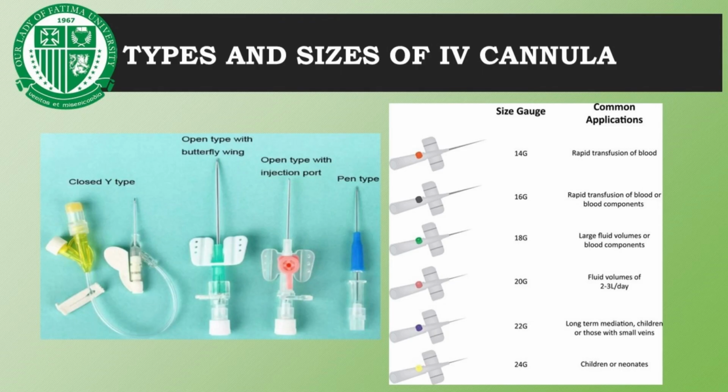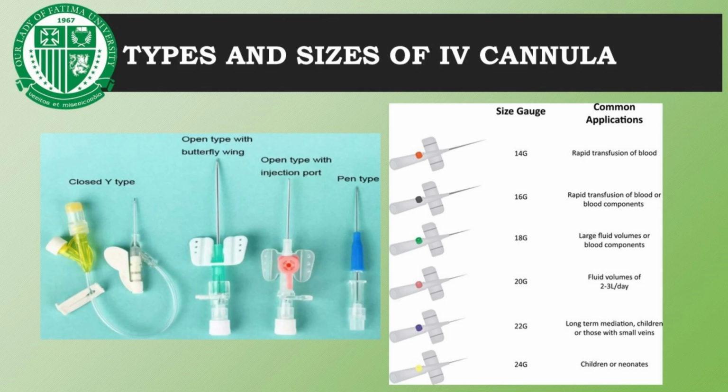An open-type IV cannula with an injection port is a type of IV device that includes an additional port for injecting medications or fluids without needing to disconnect the primary infusion line. This design provides flexibility and reduces the risk of contamination. The gauge size for an open-type IV cannula with an injection port typically ranges from 18-gauge to 24-gauge.